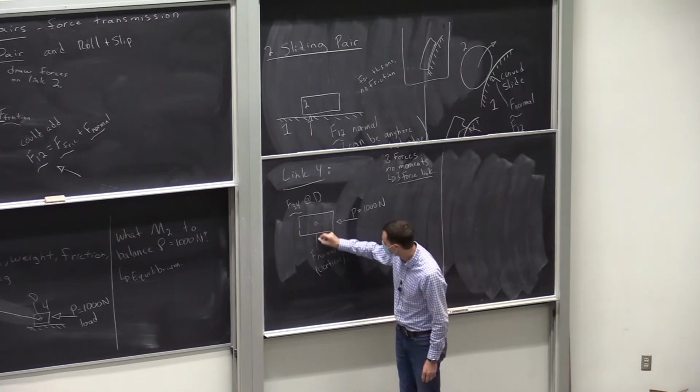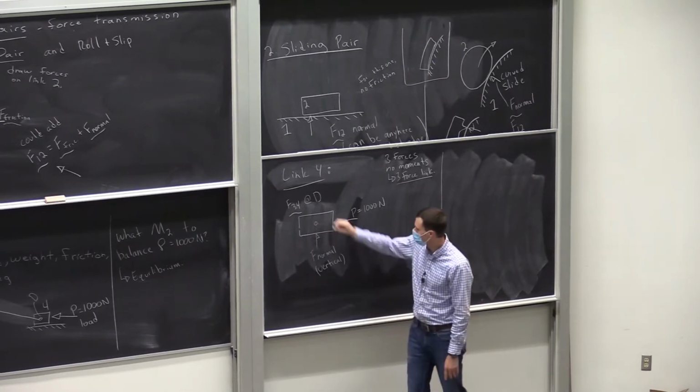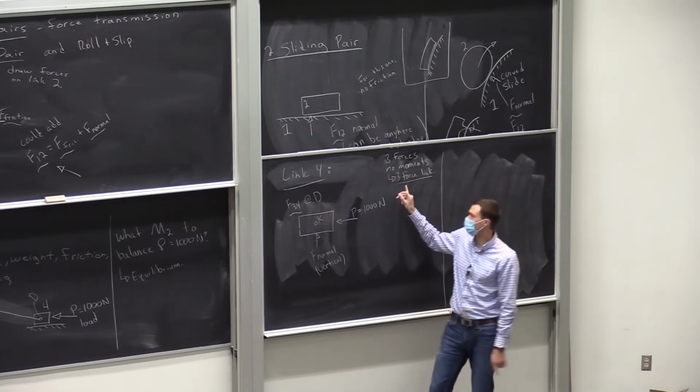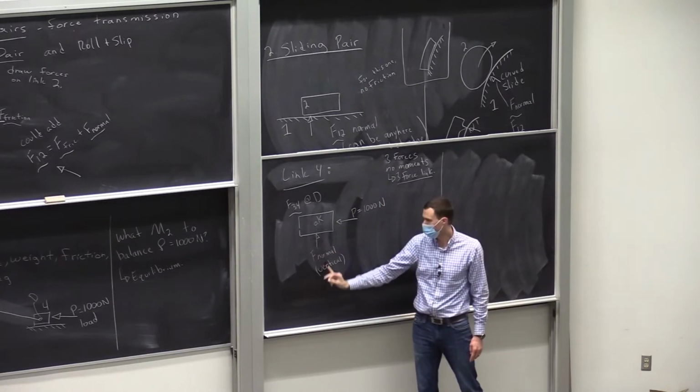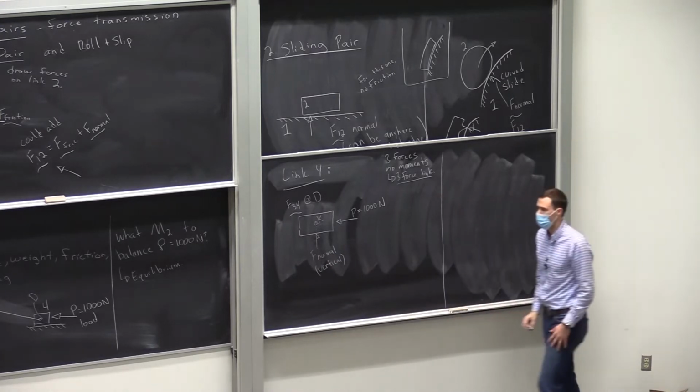So for this one, now that we've realized it's a 3-force link, we can already start putting the locations of some of our forces on there. It should point right at that common intersection point K.